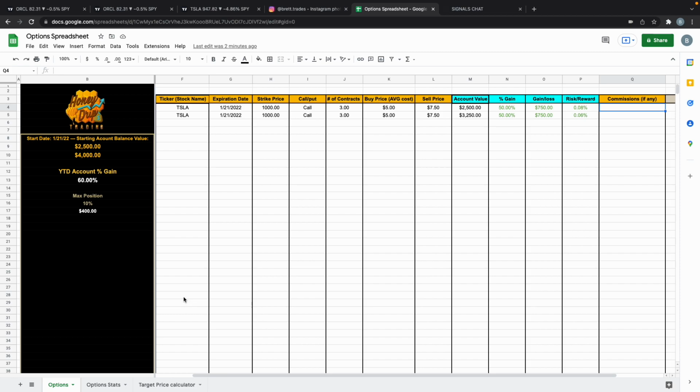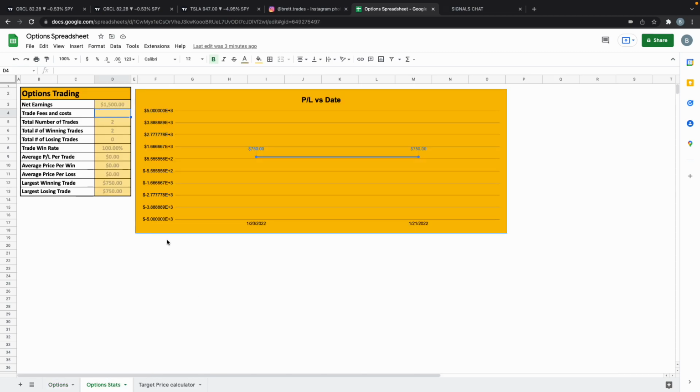This is a very interesting and very simple spreadsheet. It doesn't have so many inputs where it's overwhelming, but it has all the important stuff, so you can develop some really interesting metrics that you can use to influence your trading strategies.